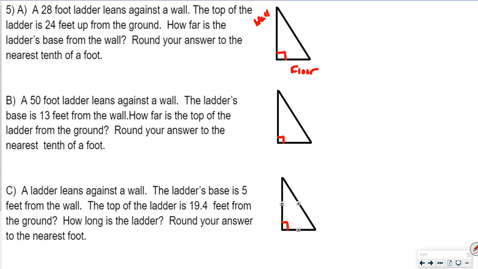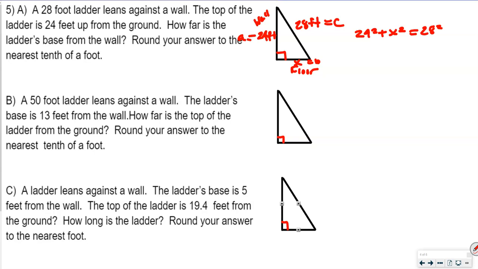So the ladder's leaning against the wall, so that's my 28 feet right there, right? So isn't that going to be C? It says the top of the ladder is 24 feet from the ground, so that means this side right here is 24 feet. How far is the ladder's base from the wall? So this is what we're going to be looking for, right? So I'm going to make this my A and this my B, okay? So it's going to be 24 squared plus x squared equals 28 squared, okay?